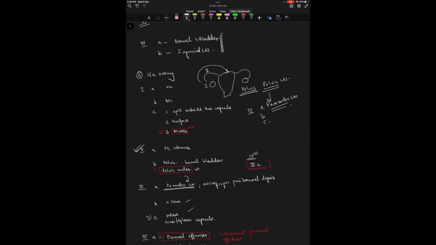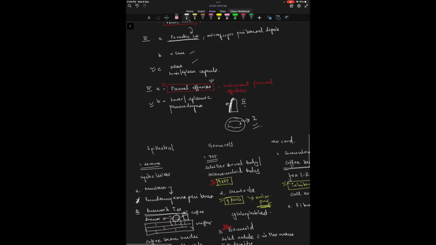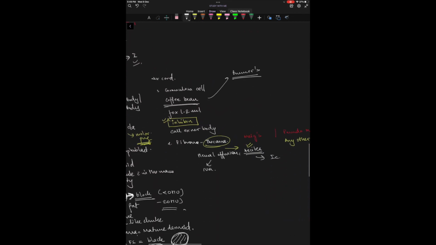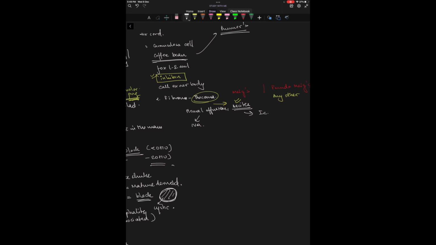Ascites is stage 1C and pleural effusion is stage 4A. Okay. This is how you have to learn. If you forget, then go back and just revise it so that you remember it for a long time.